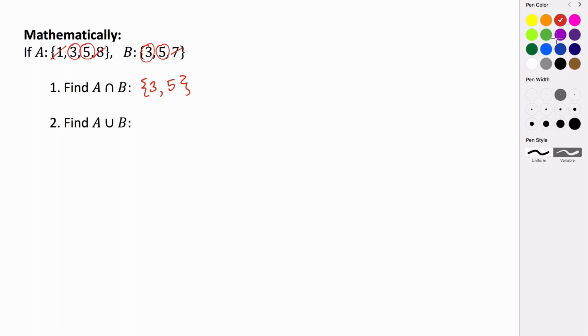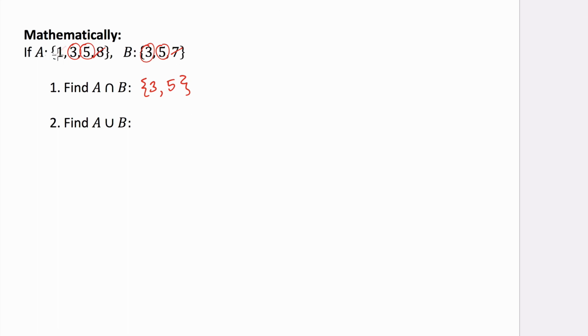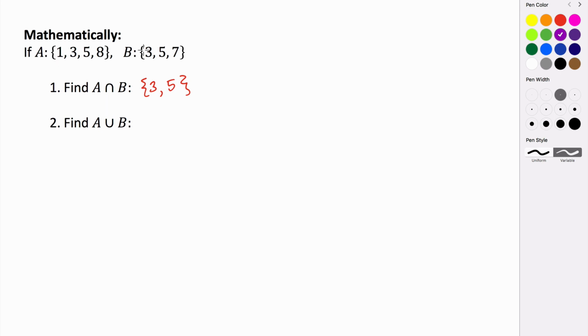And then let's find the union. The union is just all of the elements in both sets put together. You don't need to list them twice. If an element repeats, you just list it once because it's represented in this set and it only needs to be represented once. So 1 is in A, 3 is in both, but we again only write it once. 5 is also in both. 7, right? We have 7 here. And then 8. So this is the union of A and B.